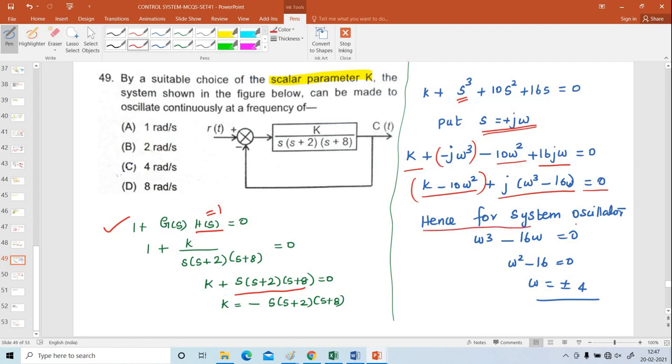Hence, for system oscillation, the imaginary component must equal 0. Omega cube minus 16 omega equal to 0. So omega square minus 16 is equal to 0. Omega equal to plus or minus 4 radians per second. We have to take the positive value, so 4 radians per second is the correct answer.